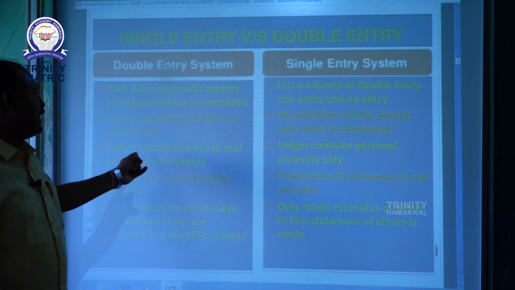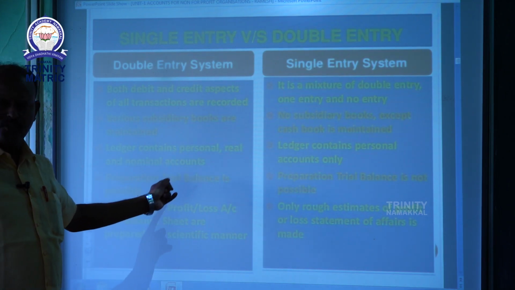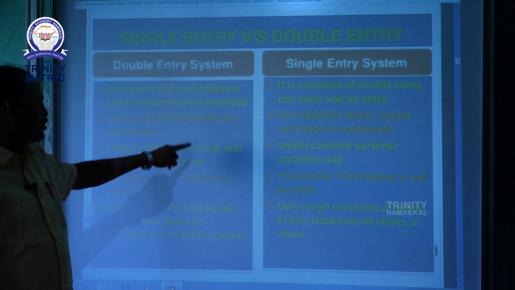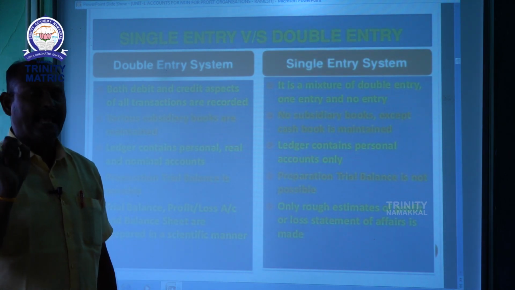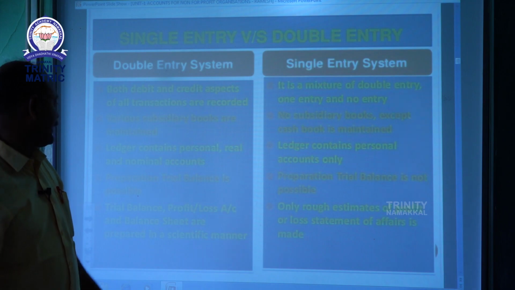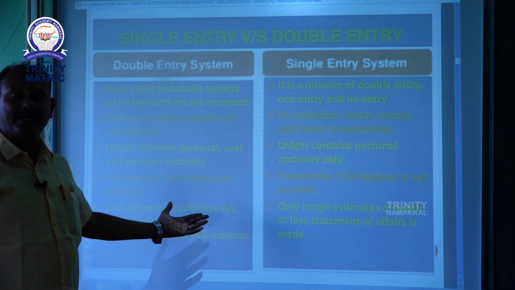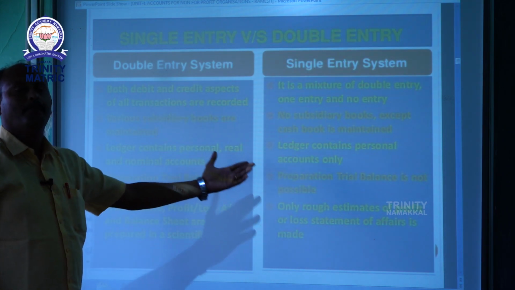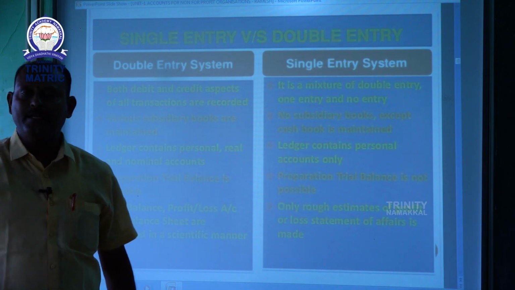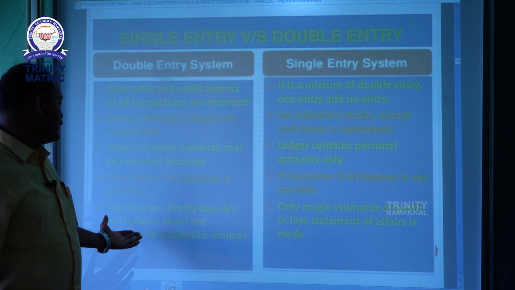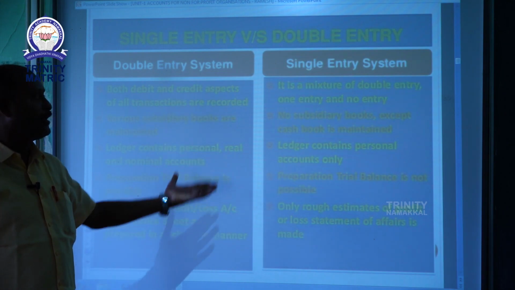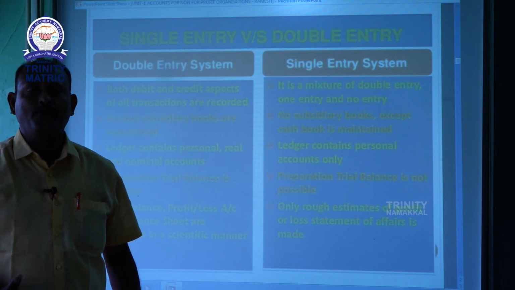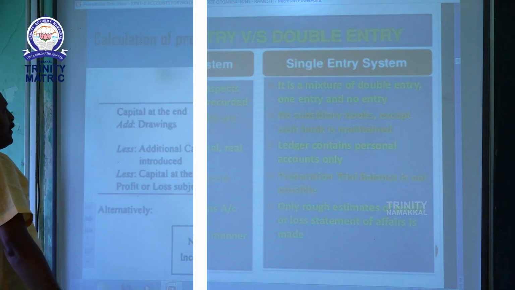And number two, all the ledgers like personal account, real account, nominal account, all the accounts are prepared in double entry, but in the single entry system only the cash account and personal accounts are maintained. And preparation of the trial balance is easy in double entry, but in the single entry system the trial balance cannot be prepared. And next, the calculation of profit or loss is easy in double entry, but in the single entry system the profit or loss is difficult to find.